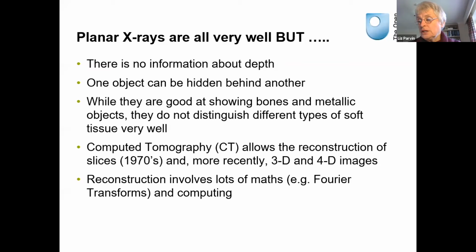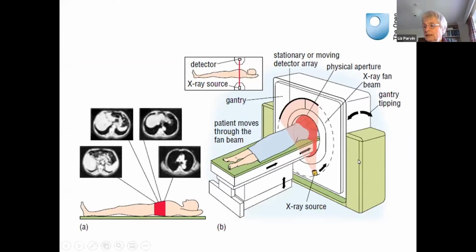The reconstruction involves quite a lot of maths, for example, Fourier transforms, and a lot of computing. So this is roughly how a CT scanner works. It's a very basic sketch, but this will give you the basic idea, I hope. We have an X-ray source down here, and that produces a fan of X-ray beams, which are detected in a ring of detectors around here. There's at least 1,000 detectors around here these days. And both of these rotate together around the patient so that the detectors are opposite the source. And the patient can be moved in and out through this gantry so that you can do the imaging.